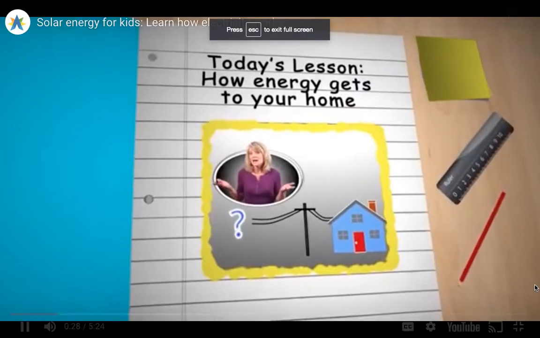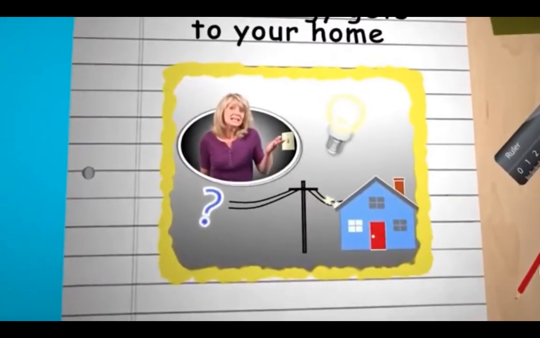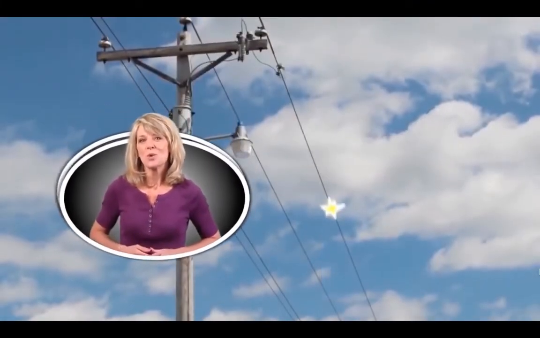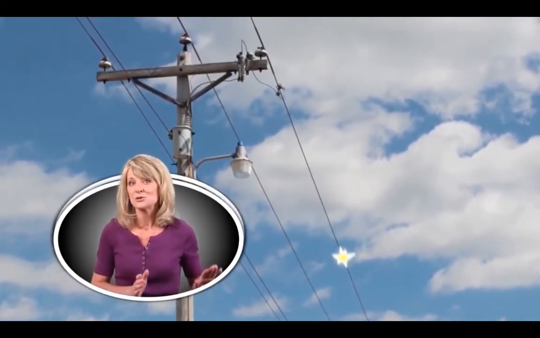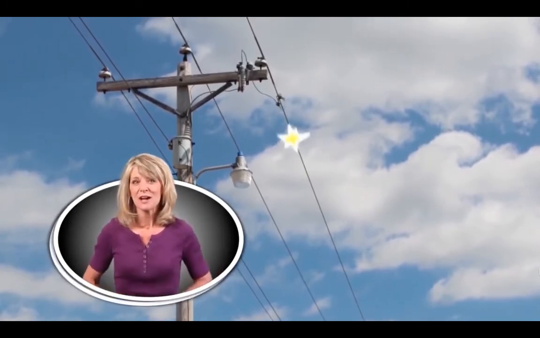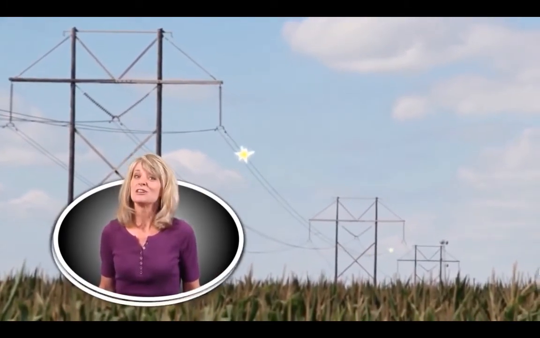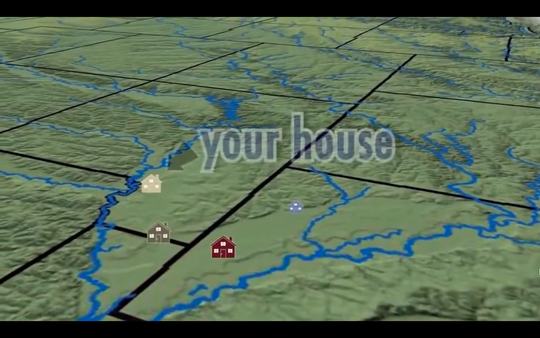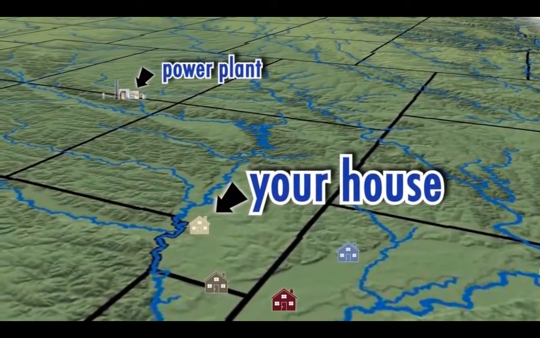Have you ever wondered how energy gets to your home? What happens before you flip that light switch or turn on that video game that allows you to have energy whenever you want it? All the poles and wires you see along the streets and in front of your house help move the electricity to your home. Those wires connect your home to the power plants. Electricity has to travel a long way to get to your house. In fact, the power plant where your electricity is made might be hundreds of miles away.